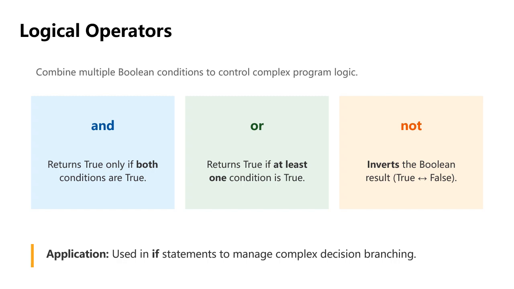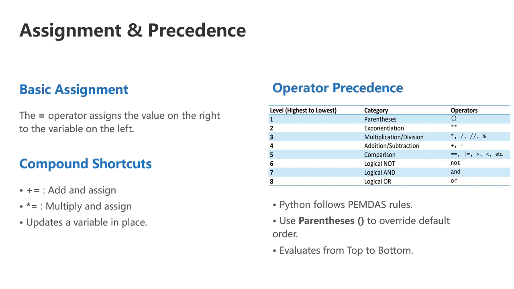In practice, you use these within if statements to manage program flow. For example, checking if a user's age is greater than 18 and they have a valid subscription before letting them access content. Now let's look at how we actually store those results and the rules Python uses to process complex expressions.